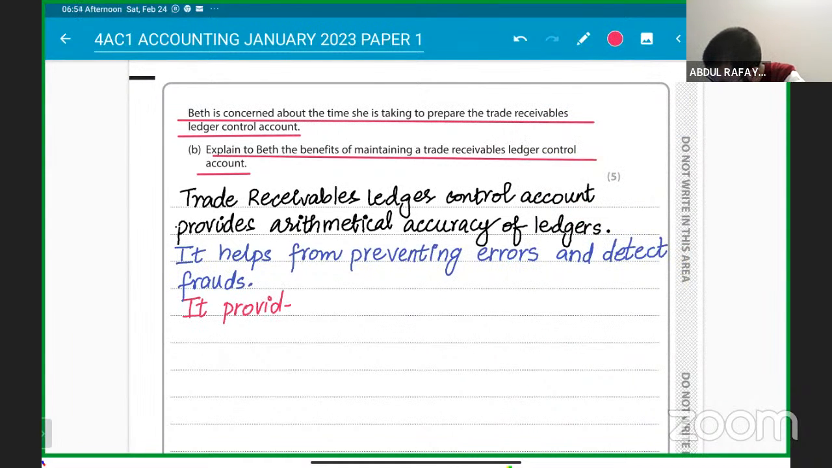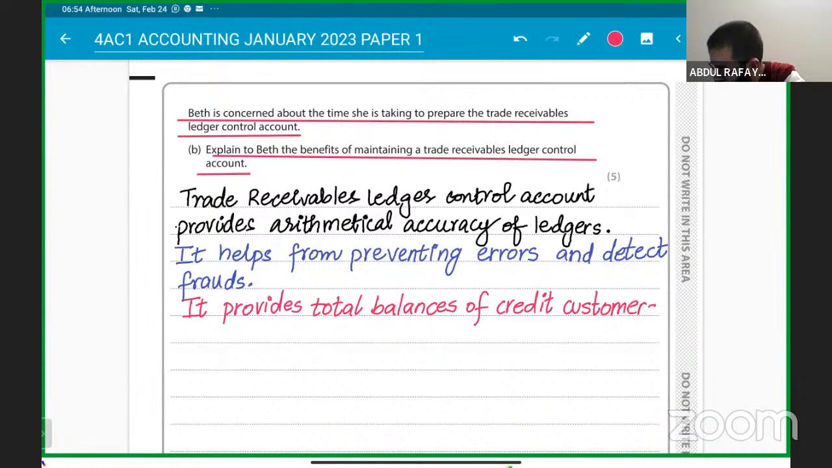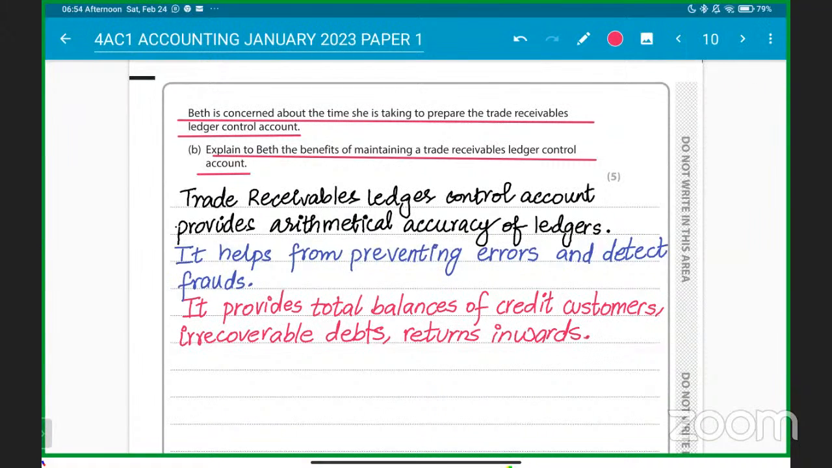Then we can write it provides the total balances of our customers. It provides total balances of credit customers, irrecoverable debts, how many customers are not going to pay us, how much loss we have. And how much is the return inwards as well? How much total of return inwards is there? Understood? Got it?